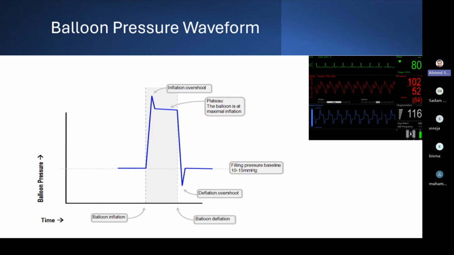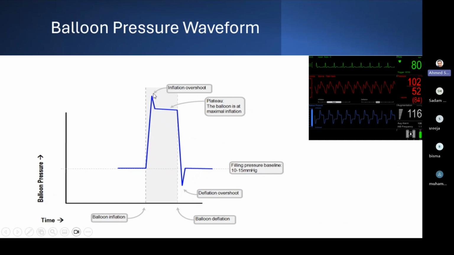Going to the balloon pressure waveform, as you see, this is the normal balloon pressure waveform. So you will have the inflation limb, and you will have the inflation overshoot, and after that, you will have the plateau, and reaching the deflation point, you will have the deflation limb and deflation overshoot, and you will go to the baseline. The baseline of the balloon pressure should be between 10 to 15 millimeters of mercury.